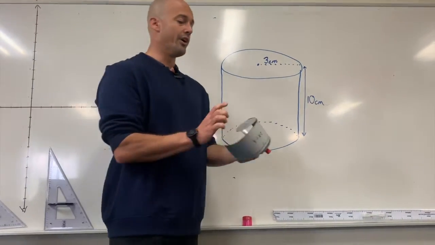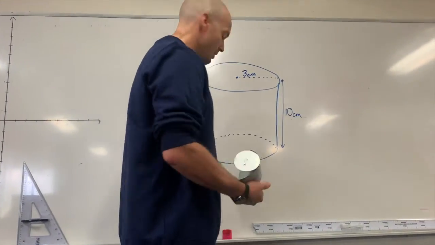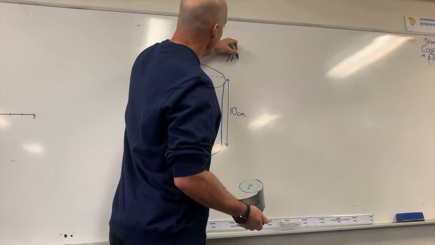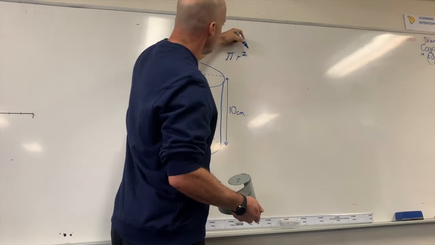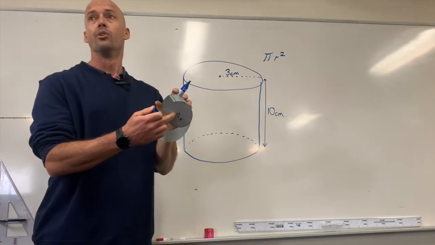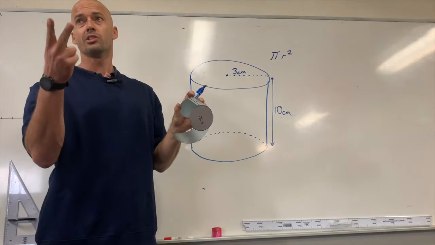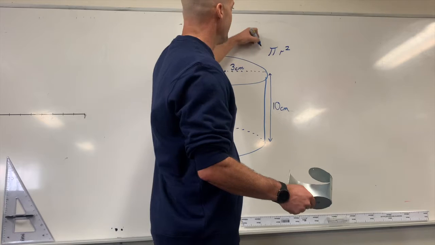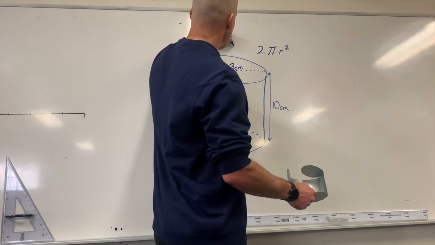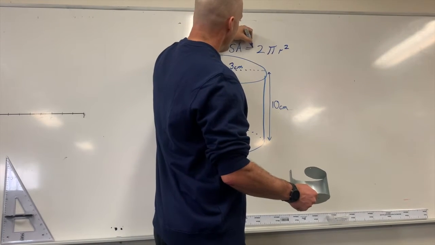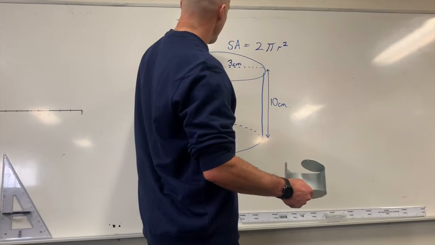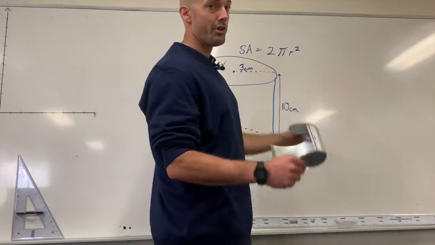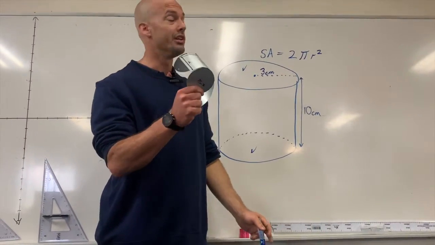So the formula is, well, you know the formula for a circle is pi times radius squared. So that'll give you the circle. But because it's a cylinder, it's two circles, so we're going to say 2. So that's where the 2 comes from. So this is the surface area here. That will count this bit and this bit: 2 times pi r squared. Pretty simple. If you know how to do a circle, you know how to do that bit.